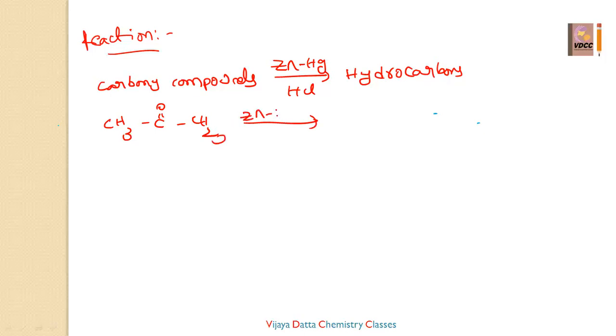This, on reacting with zinc amalgam in the presence of HCl, forms CH3CH2CH3. That is removal of oxygen and addition of hydrogens to that carbon, which is called reduction. When this process occurs in the presence of zinc amalgam and HCl, it is called the Clemmensen reduction. So what is the mechanism taking place in the Clemmensen reduction? Let us see the mechanism.